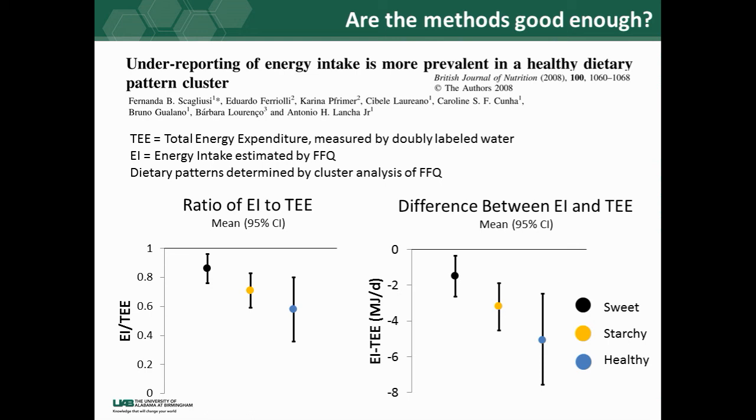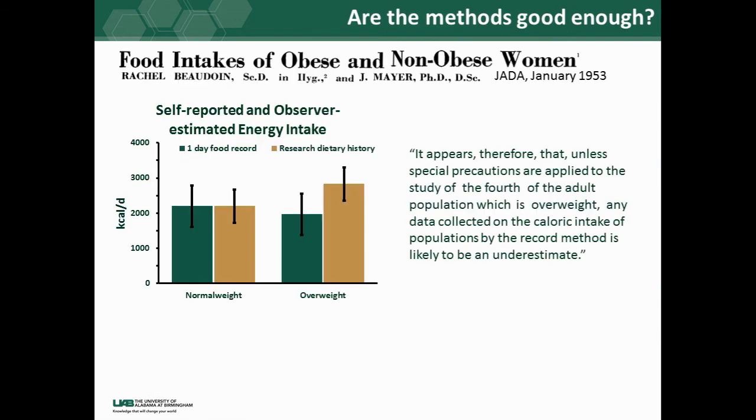And the reason that can be important is if we're trying to say what people across the country are eating, we might not actually know it if we're just asking them. This is a problem that's been known for quite a while. In the Journal of the American Dietetic Association in 1953, there was a study where they looked at one-day food records versus a research dietary history. The one-day food record is asking the participants what they ate, and the research dietary history was the staff actually watching what the women were eating.